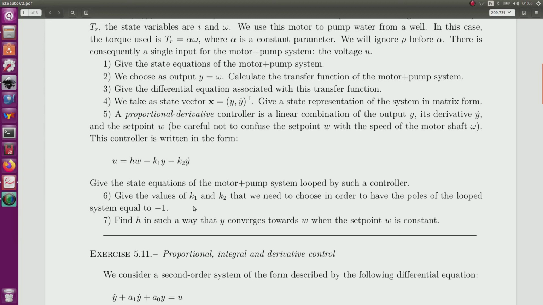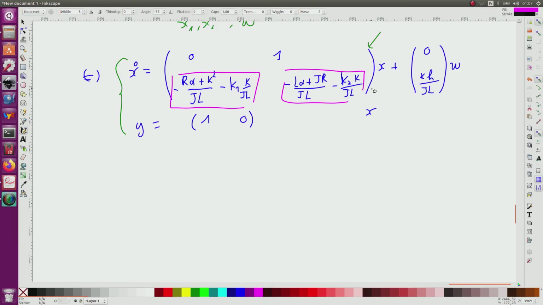Now we have to find the values for K1 and K2 for the controller, so that we can choose the poles as we want. Here the poles we want are -1. The characteristic polynomial of my system is the characteristic polynomial of this matrix. But since it is a companion matrix, I can read the characteristic polynomial directly, and it is here.